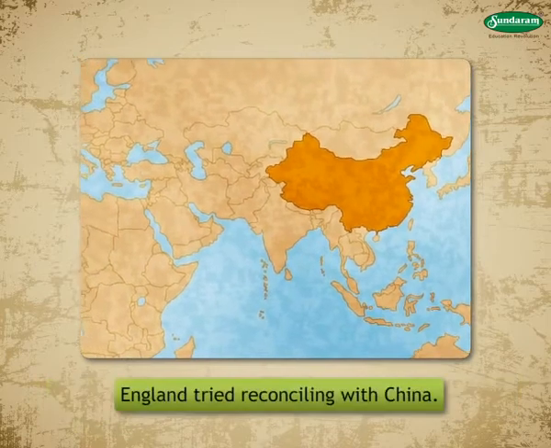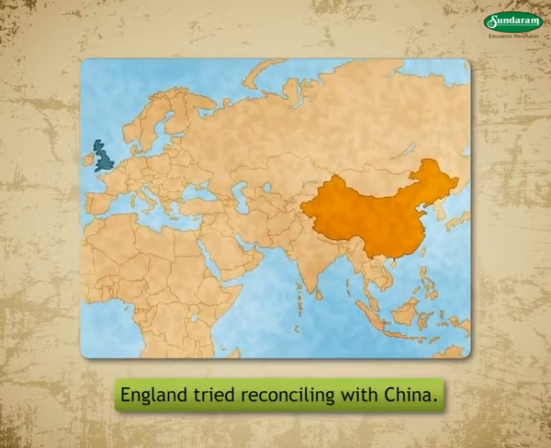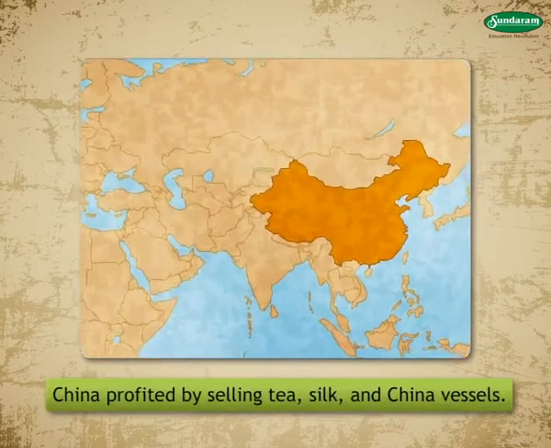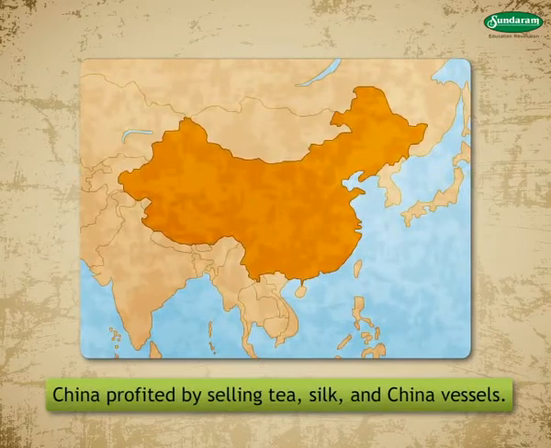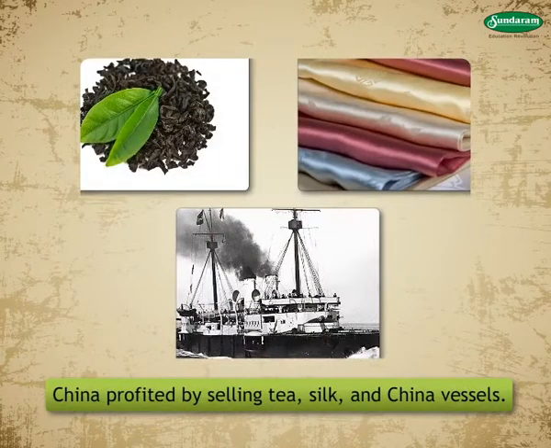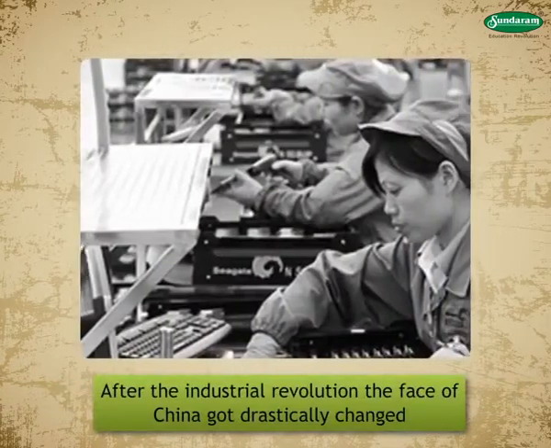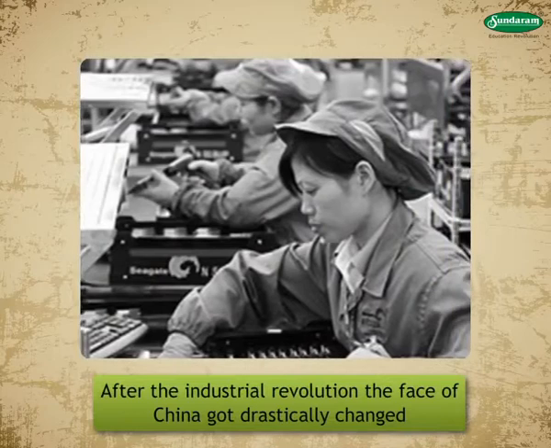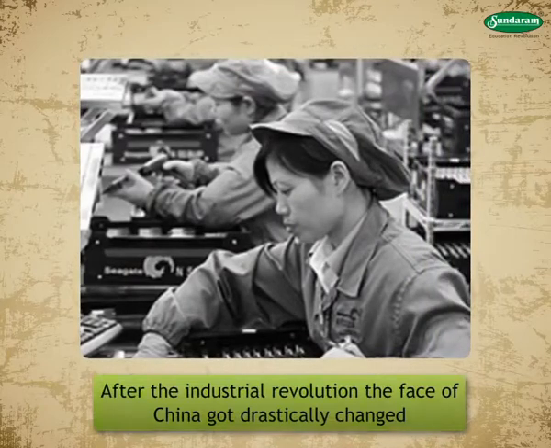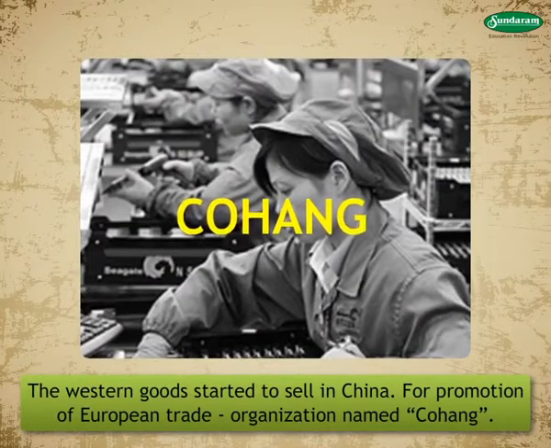In spite of the regulation, England tried reconciling with China. China began earning a lot of profit by virtue of selling tea, silk, and china vessels. After the Industrial Revolution, the face of China got drastically changed. Western goods started to sell in China.